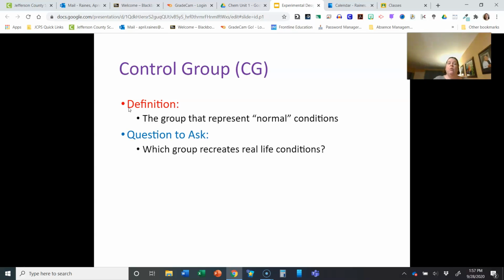The question you ask: which group recreates real life conditions, or as close to real life conditions as you know it to be?